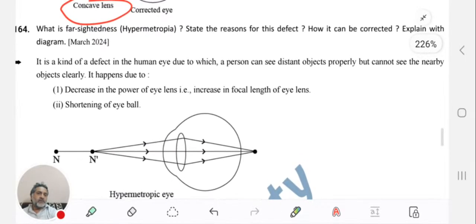164. What is far sightedness? Hypermetropia.